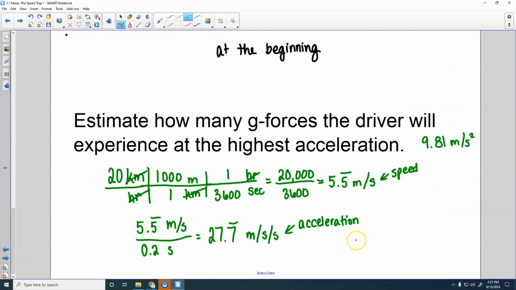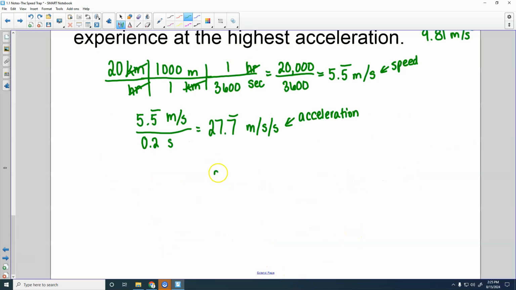Okay, so this is acceleration. If I want to know how many g-forces are throwing you back in your seat, I'm just going to take 27.7 repeating and divide it by 9.81, because that's our acceleration due to gravity. So if I do that division, I get 2.83.